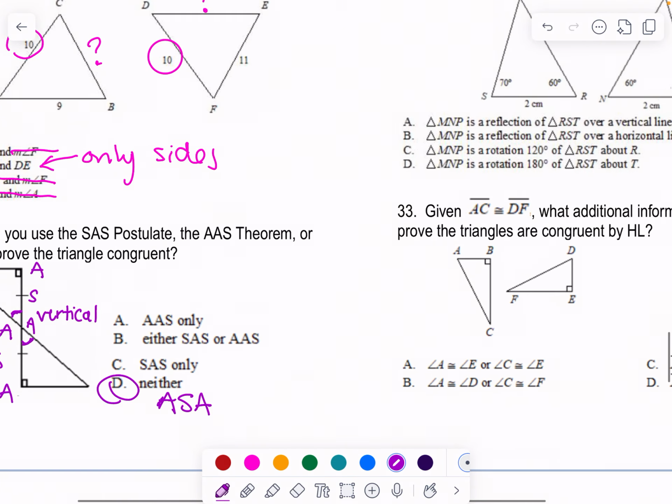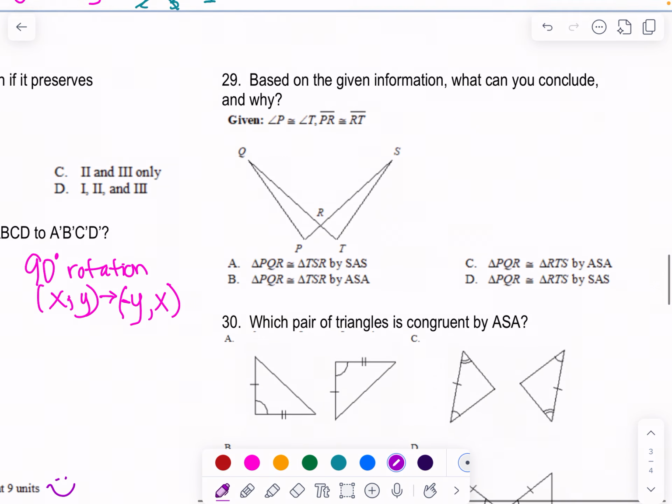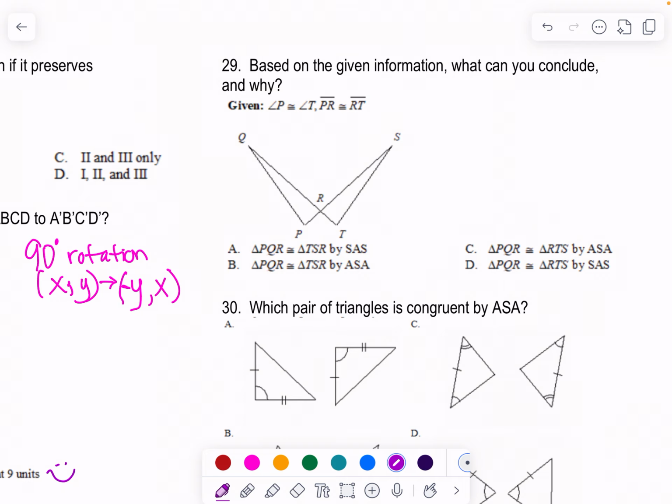Okay. And then, based on the given information, what can you conclude and why? So it says that P is congruent to T. Oh, and then I can see while I'm at it that R would have to be the same thing as R because that's how it was in the figure. We can assume it if it's a vertical angle. Then it says PR was the same thing as RT.